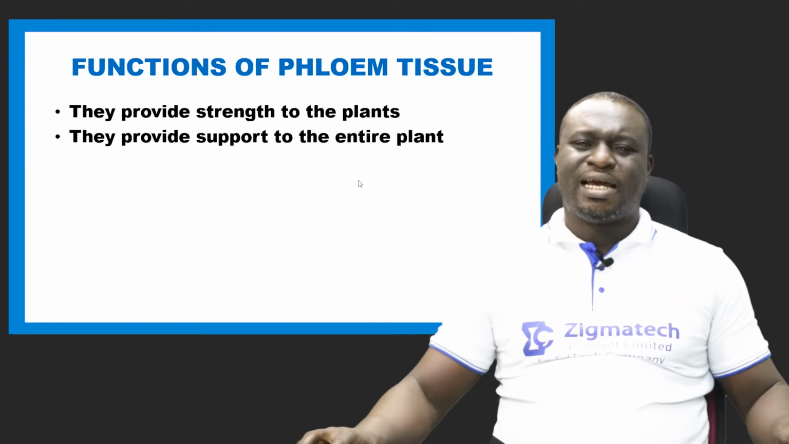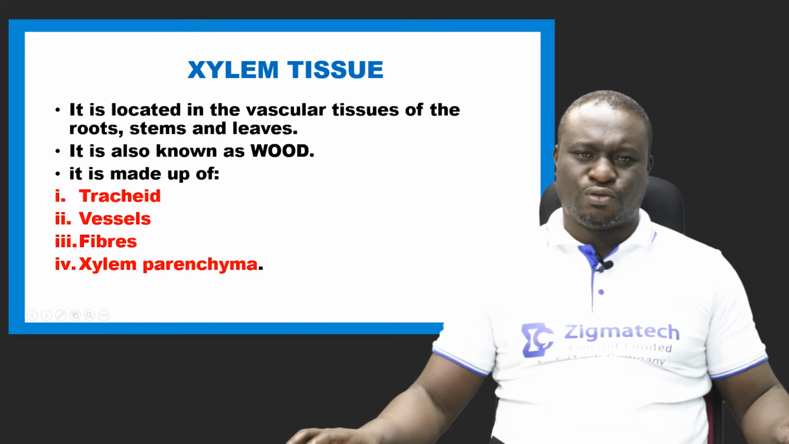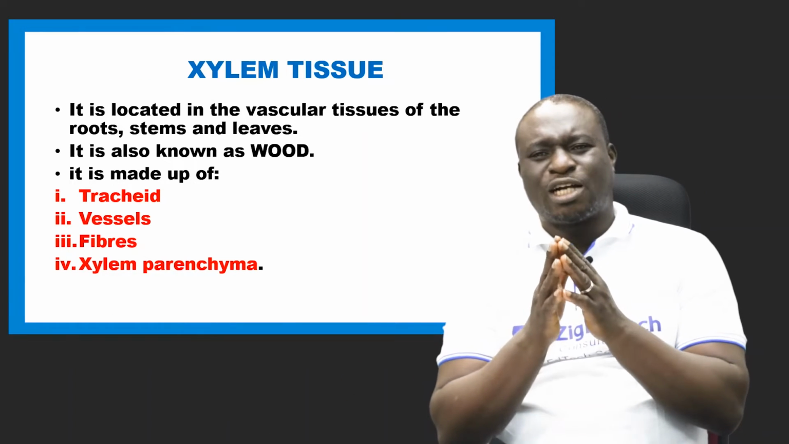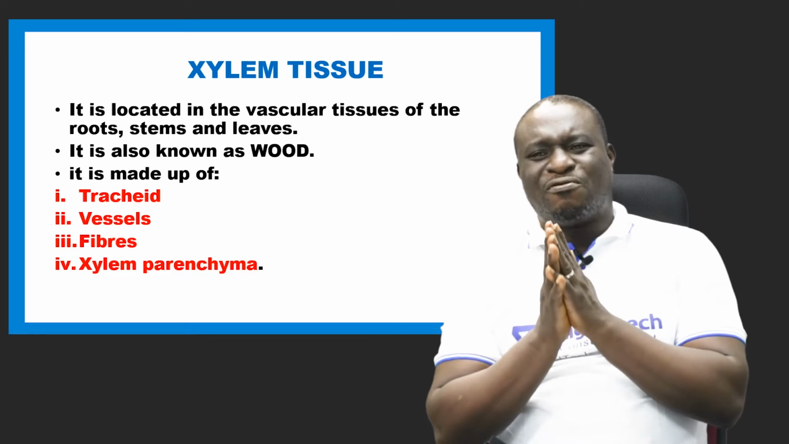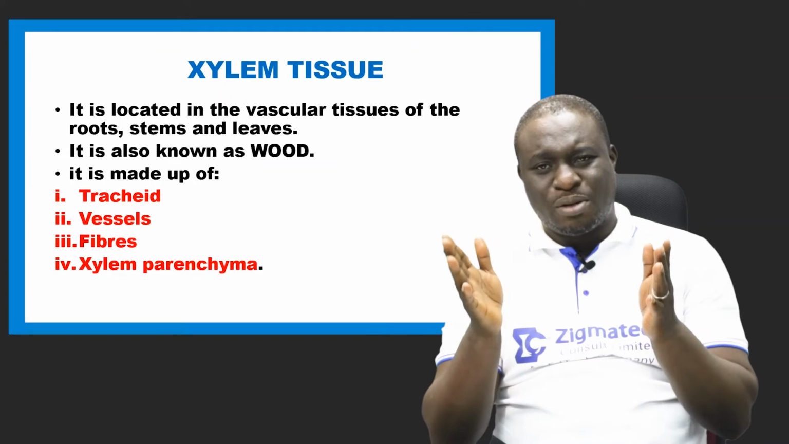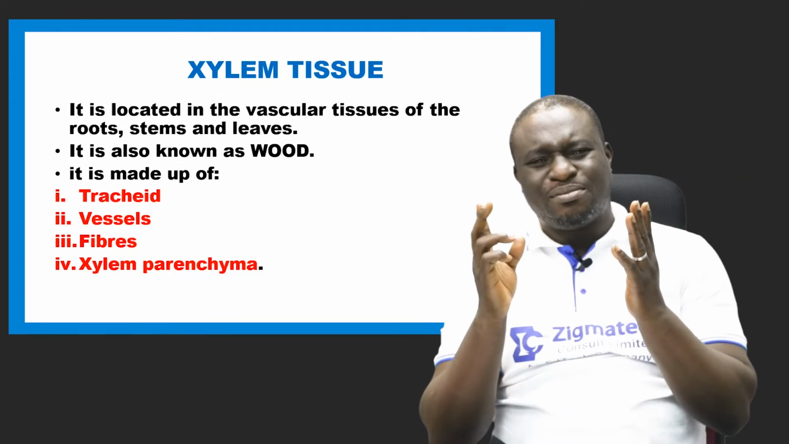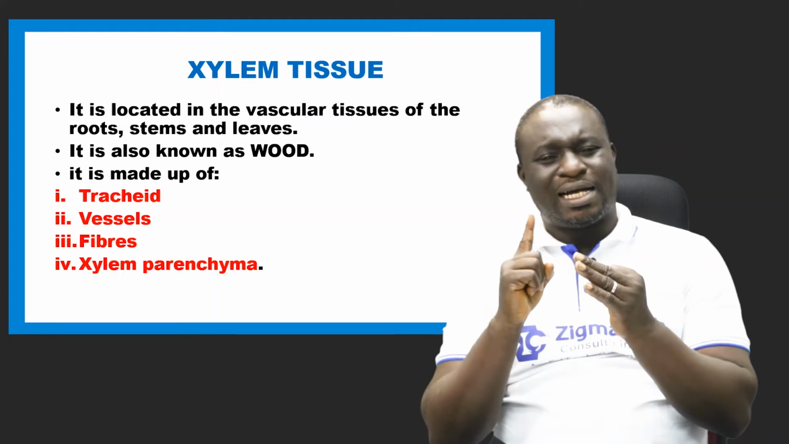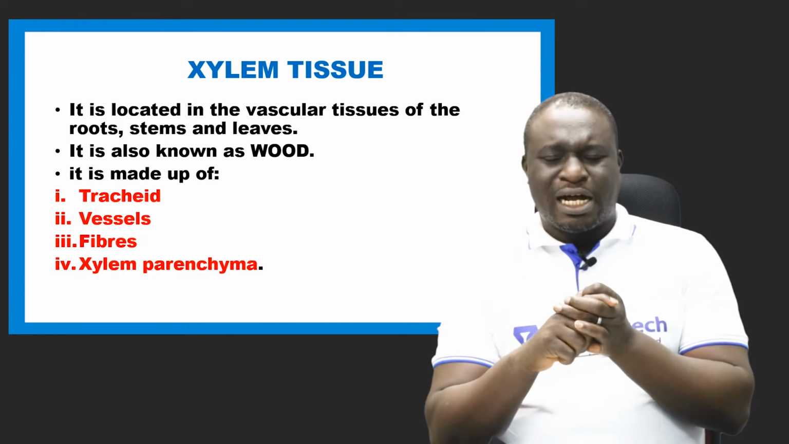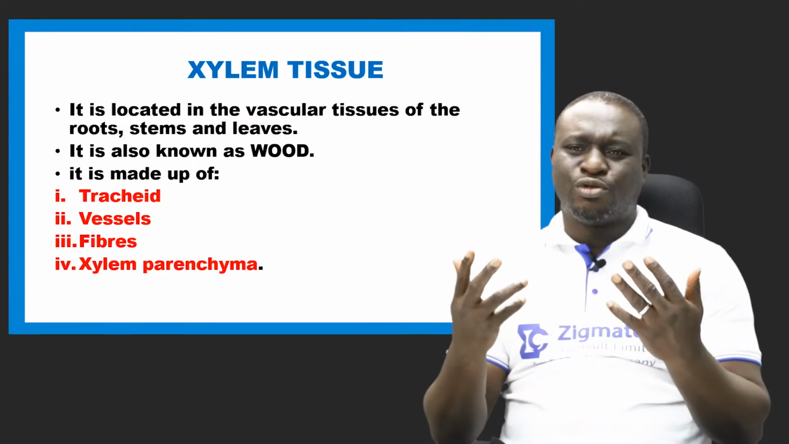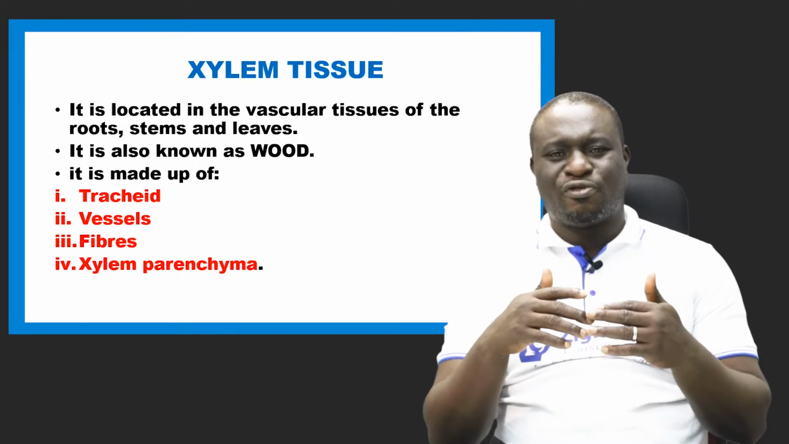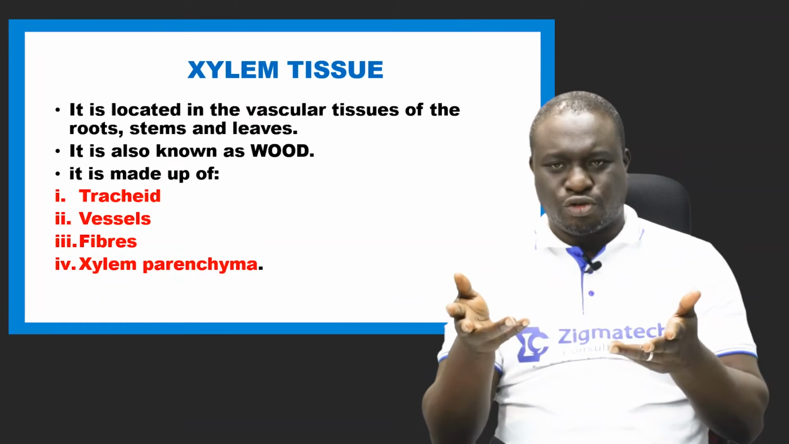Next on the line is the xylem tissue. Now, the xylem tissue is actually located in the vascular tissues, just like the phloem tissue. You can also see the xylem tissue in the roots. You can see it in the stems and as well as the leaves, all right? Now, another name for the xylem tissue is wood. So in some cases, you will see them referred to as the wood tissue, all right?